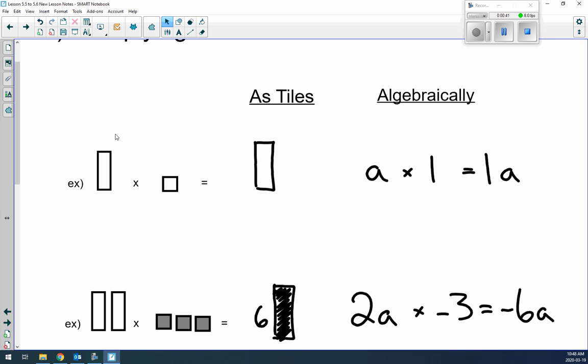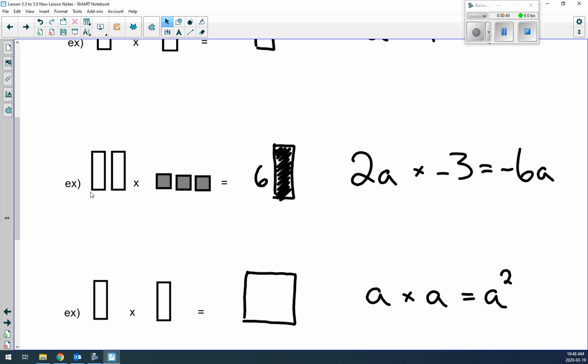Now remember, these rectangular boxes mean a variable. So whatever you pick for your variable. So this is a times 1, positive a times positive 1, right? So you end up with 1a. Here you have 2a times negative 3, which yields you 6 of these dark boxes. Now you can write out 6 of these boxes, but we can shorten it up because that's a lot of writing to do. So we put a 6 in front of it and show that that's the negative a there.